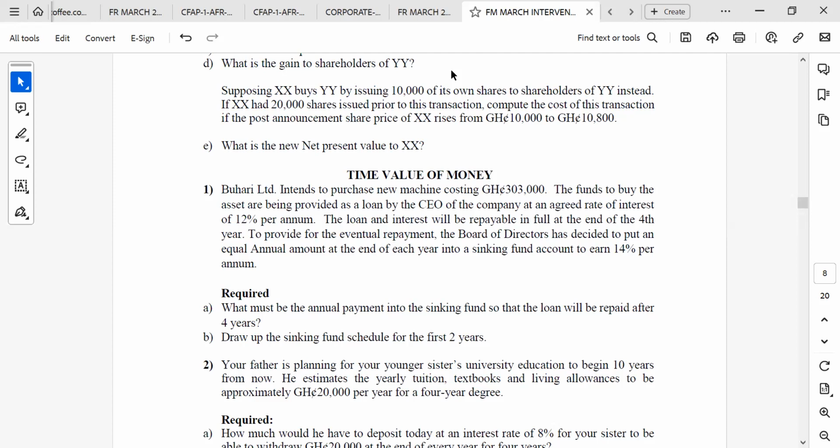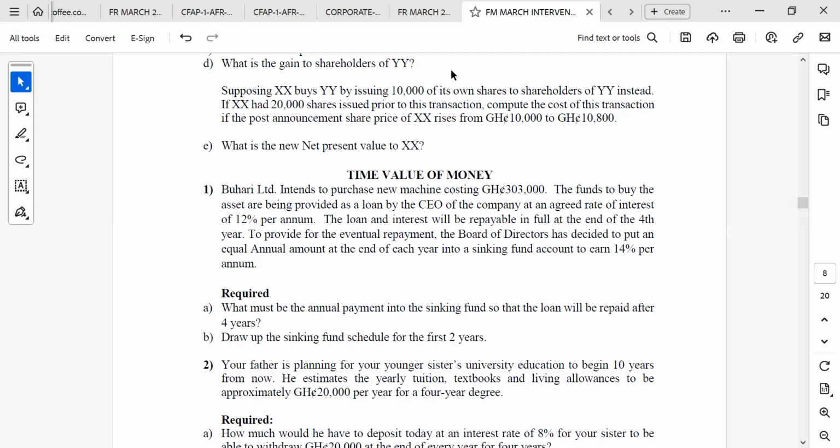The interest will be attracting interest and the principal will also be attracting what? Interest. But if they say it's only the principal that will be paid at the end of the 4th year, it means that at the end of every year, the interest will be paid. So the interest will be charged on only the principal, and that will be a simple interest. But this one, the interest and the principal will be paid in full at the end of the 4th year. It means that the interest and the principal at the end of every year will be rolled over. That is a compound interest.